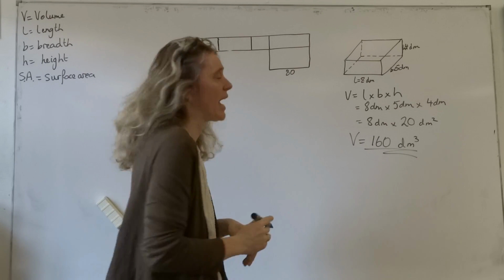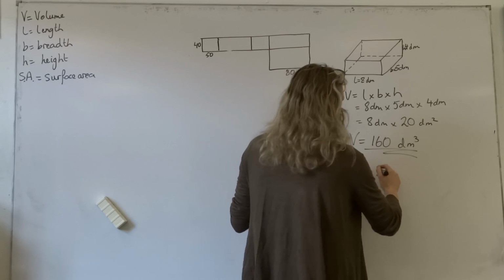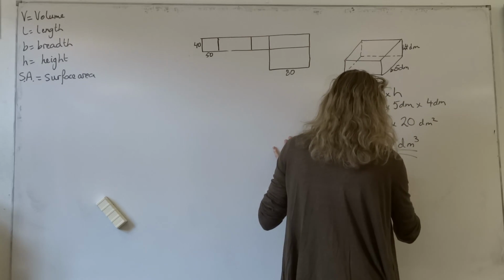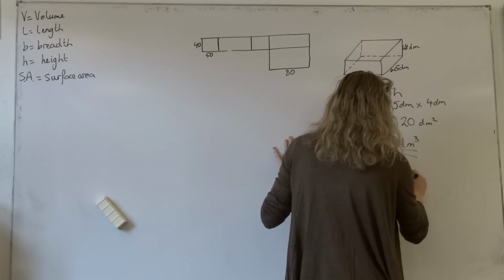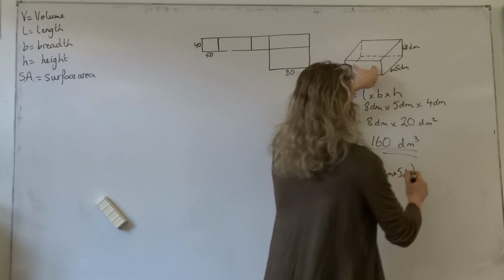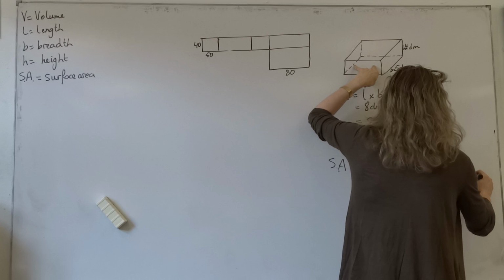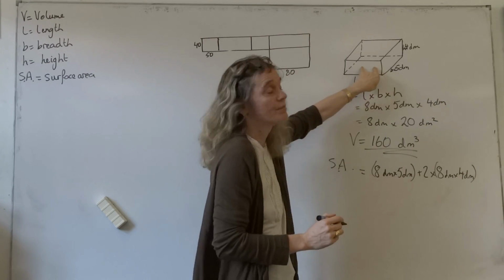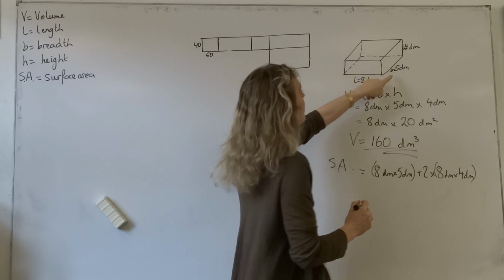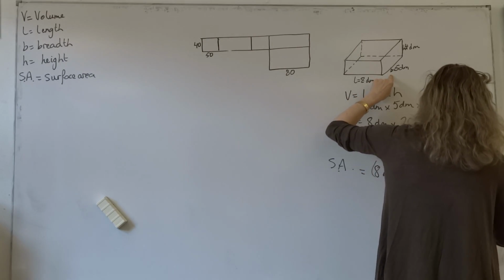What about our surface area then? Well, the surface area is going to be, the base is only going to be one of them because there's no lid. So we get 8 decimeters times 5 decimeters as the bottom face. And then we're going to have 2 fronts, which are going to be 8 times 4. The front face is going to be 8 decimeters long and 4 decimeters high. And then 2 of the side faces, which are going to be 2 lots of 5 decimeters and 4 decimeters.